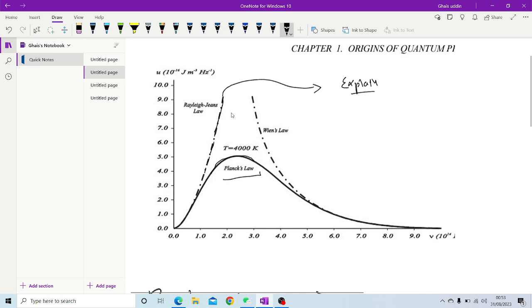So these are the observations for Rayleigh and Wien. So now this curve is successfully explained by Planck's. So we will discuss it in our next lectures.